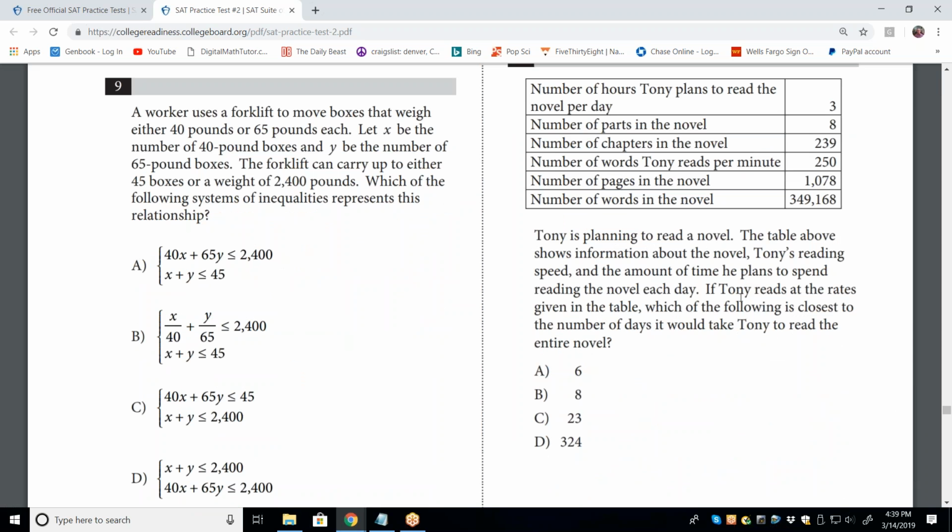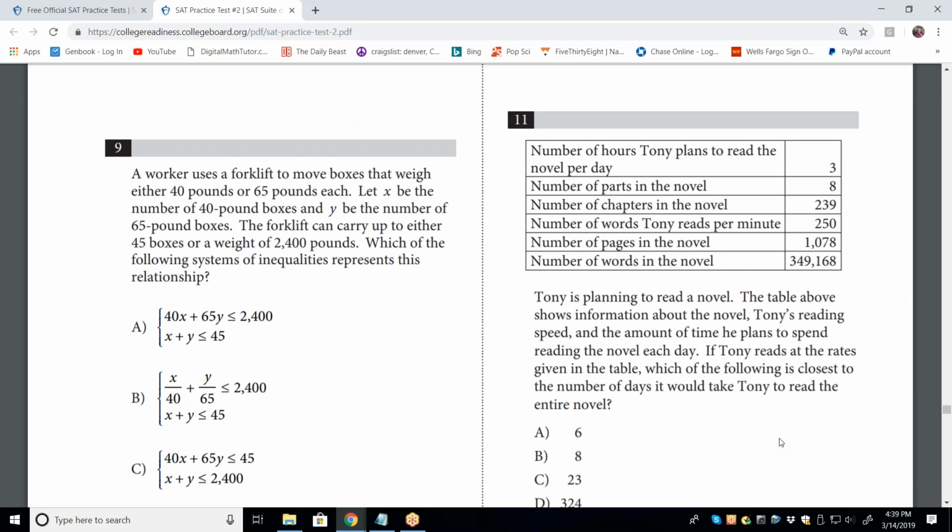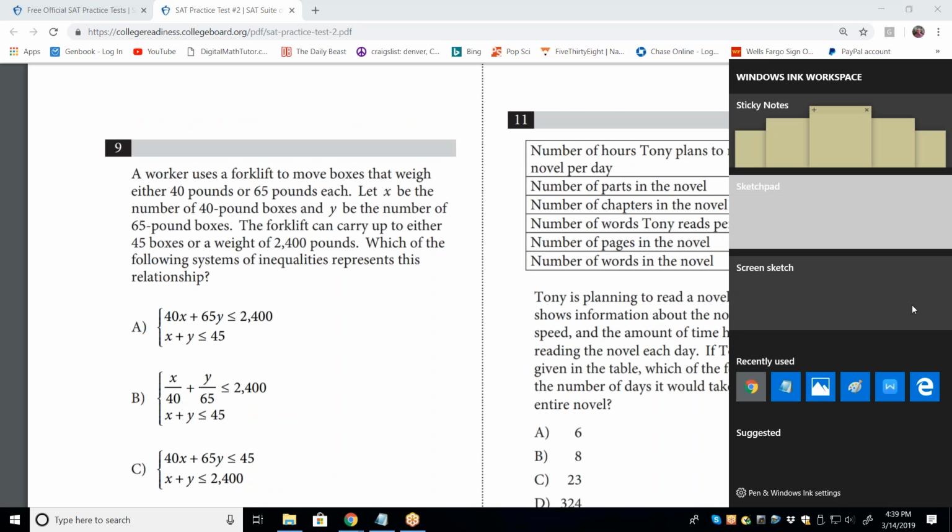Okay, number 11 is the one on the right. Now, hold on a second. I'm not sure I didn't cover it up. Yeah, that should be enough for you to see it.